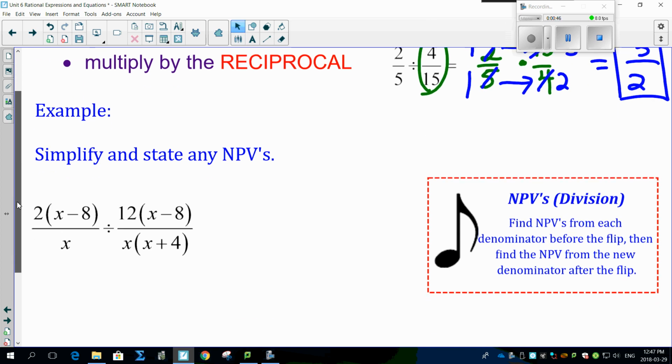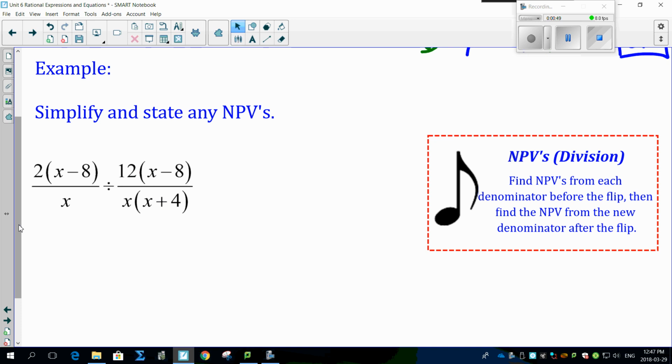Oh boy, this ought to be fun. Let's take a look at this one. Now, I factored this for you to make it a little bit easier, but here's something I want to look at. I want to look at the NPV. Since it's already factored, I want to look at all the NPVs and state them first.